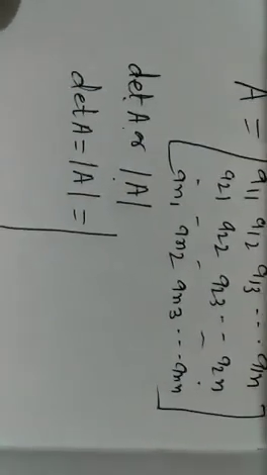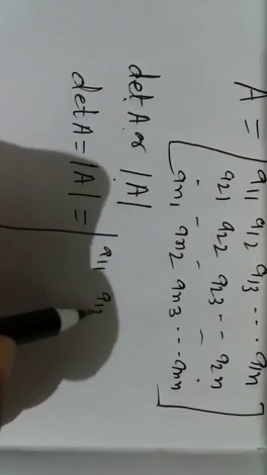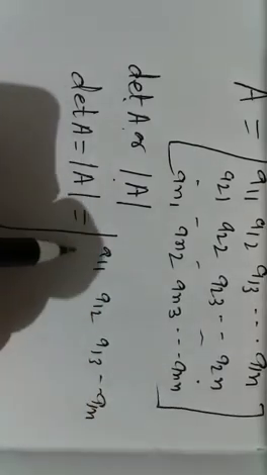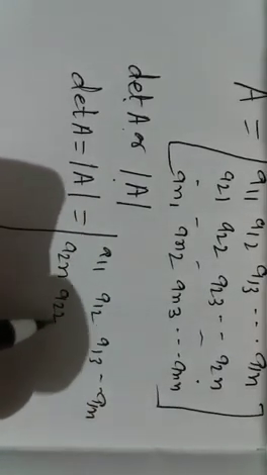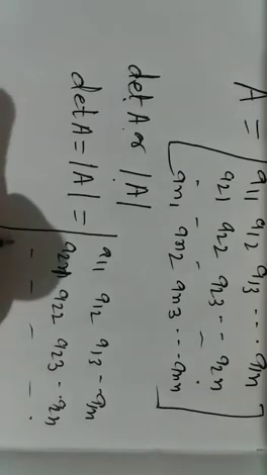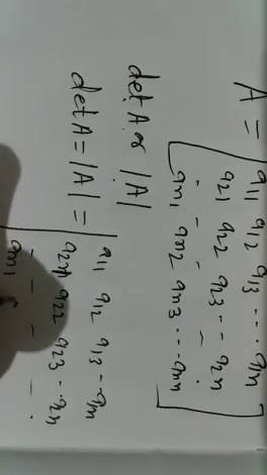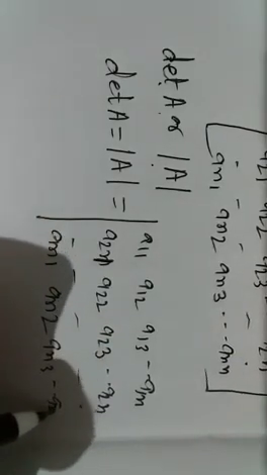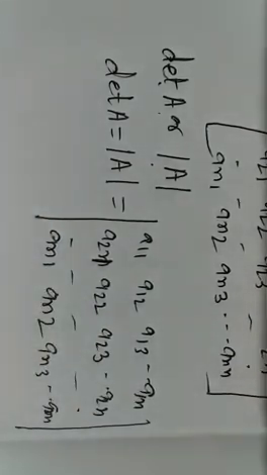So how will we write? Either we will write det A, or in this way, determinant A is equal to, and all the values we will write here: A11, A12, A13 like that, A1n. Similarly, A21, A22, A23, A2n. Similarly, we will write An1, An2, An3 and Ann. Is this okay? In that way, we will write.